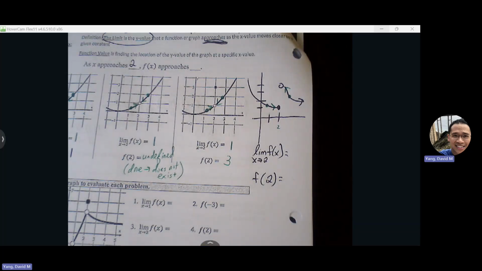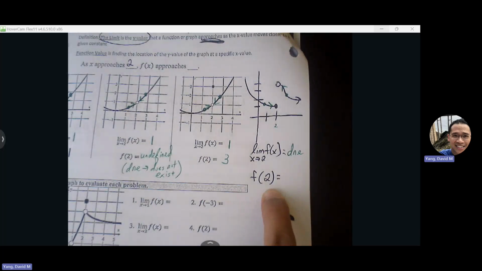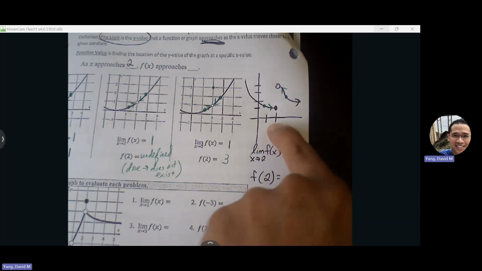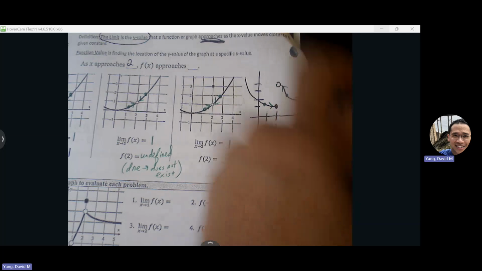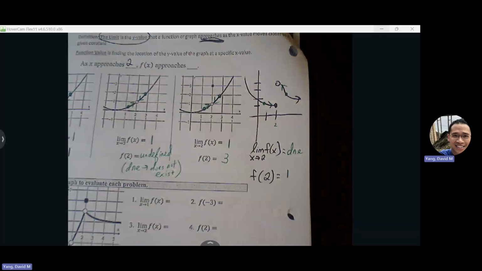If the arrows are pointing to the same y value, regardless of whether it reaches it or not, that is where the limit is. But if the arrows are not pointing to the same y value, then the limit does not exist. So we say DNE. Now, f of 2 is a point existing at 2. Yes, right. f of 2 equals what? 1, right? This 1 is where the point is, not the hole. So f of 2 equals 1.